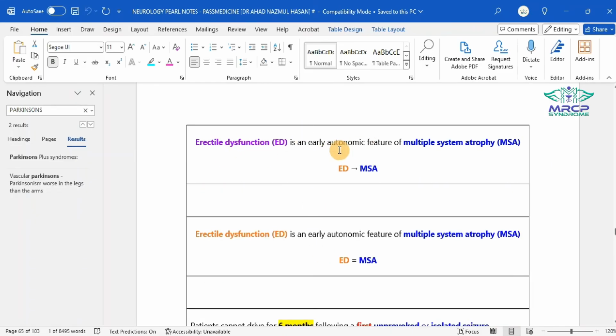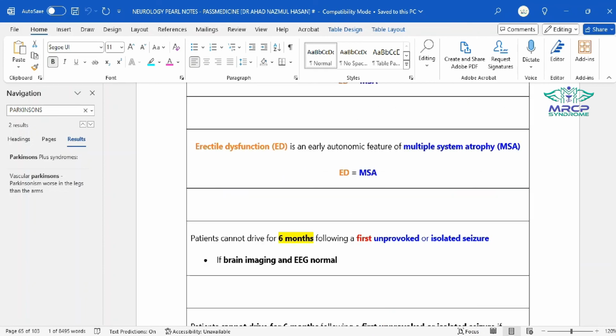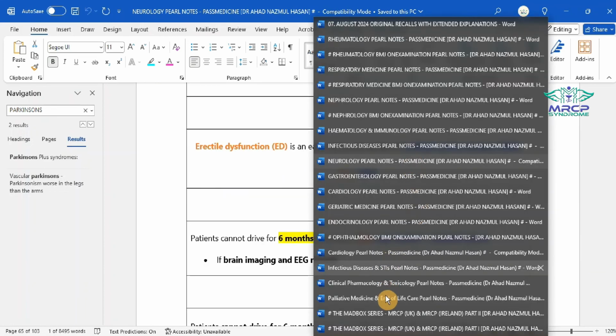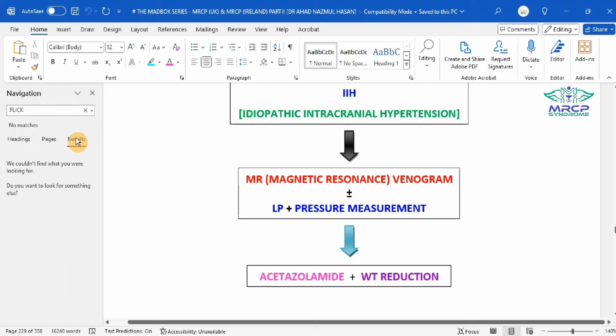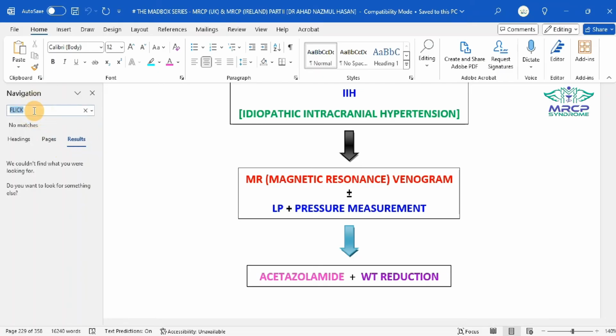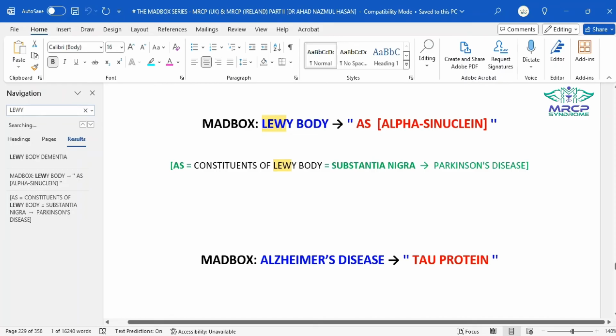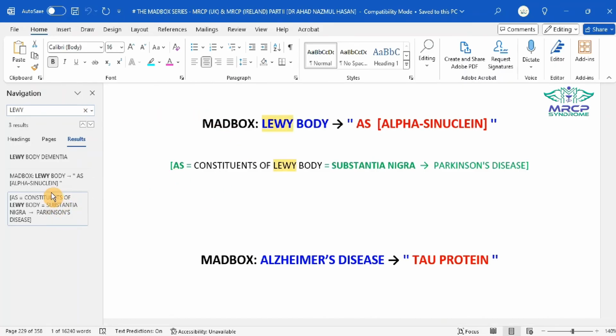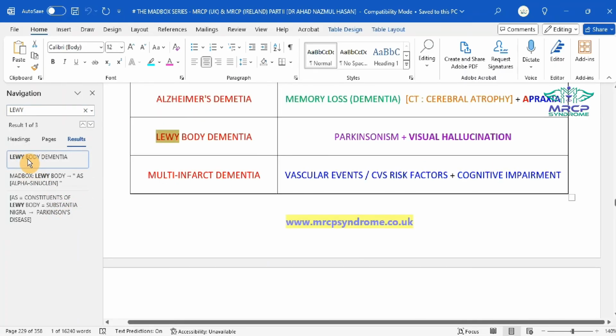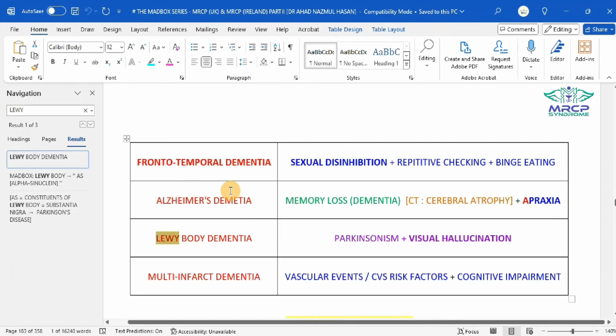So erectile dysfunction, this is the early autonomic feature of multi-system atrophy. So, different types of dementia. Which type of dementia is most common? Yes, Alzheimer's dementia. Alzheimer's dementia is the most common type of dementia.